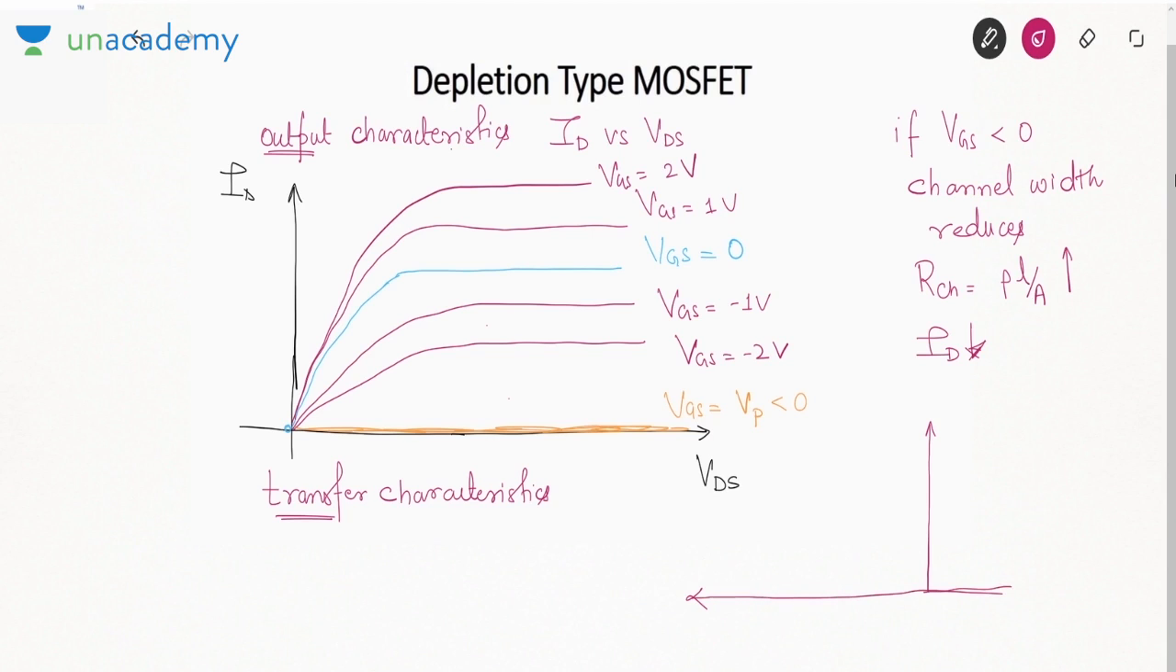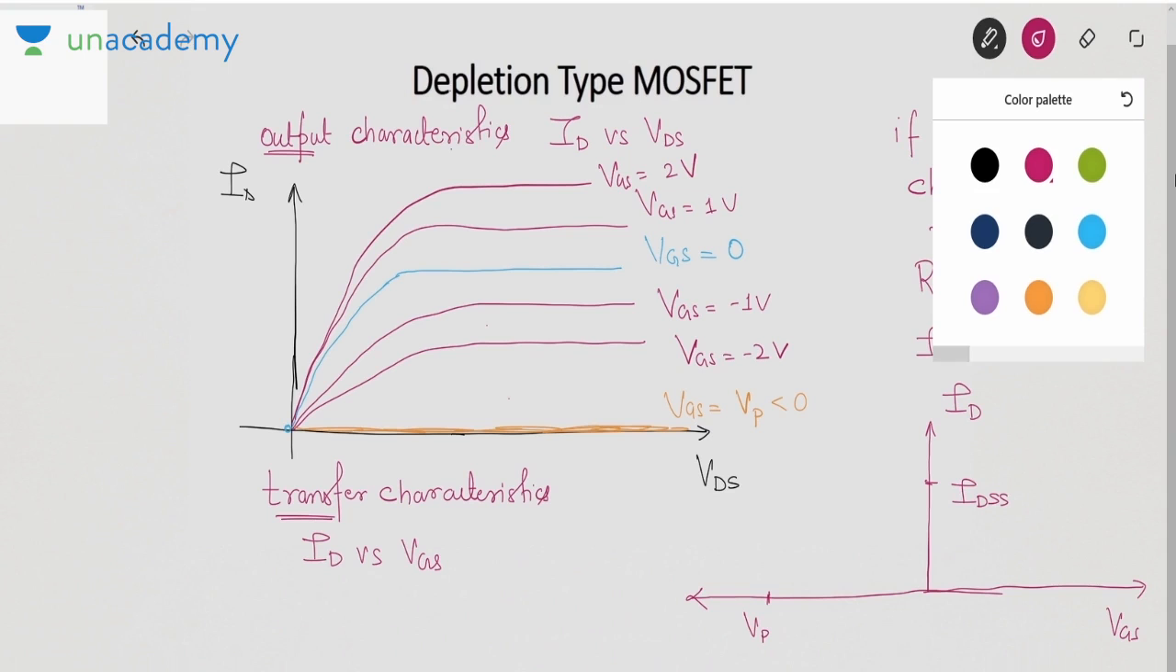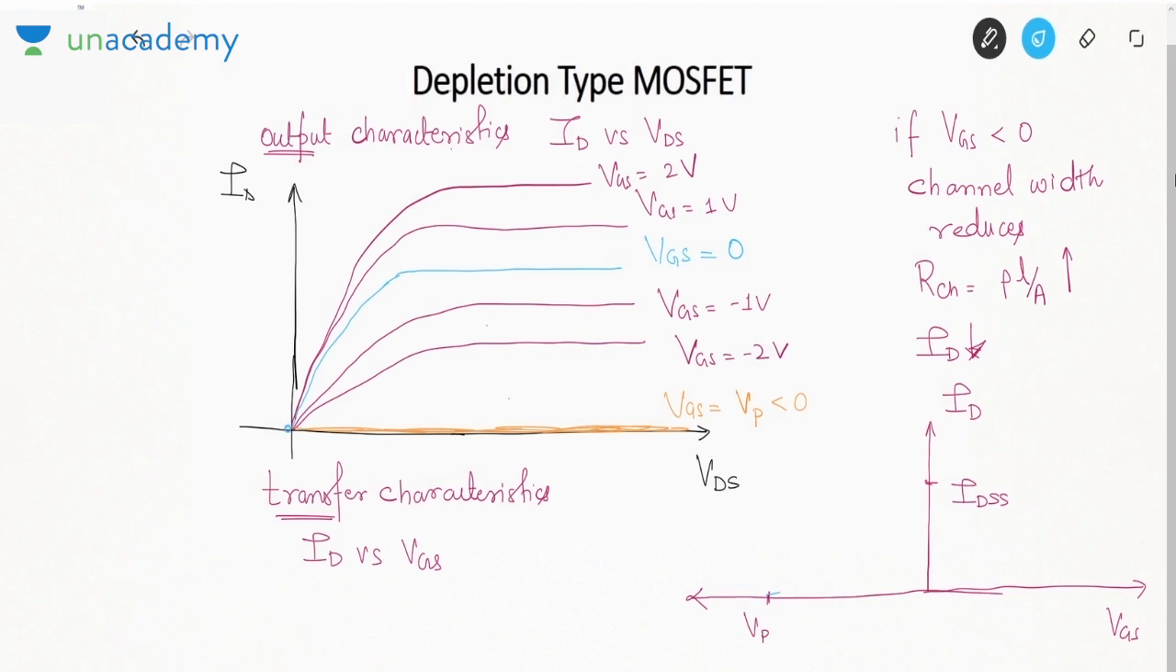Now VGS can be negative as well as positive. The transfer characteristic is a curve between ID and VGS. That is output current versus the input voltage. Now the current at 0 gate to source voltage is called IDSS or the saturation current, and the current at pinch off voltage is 0. This pinch off voltage is negative. So how does the current vary? The current varies like this.